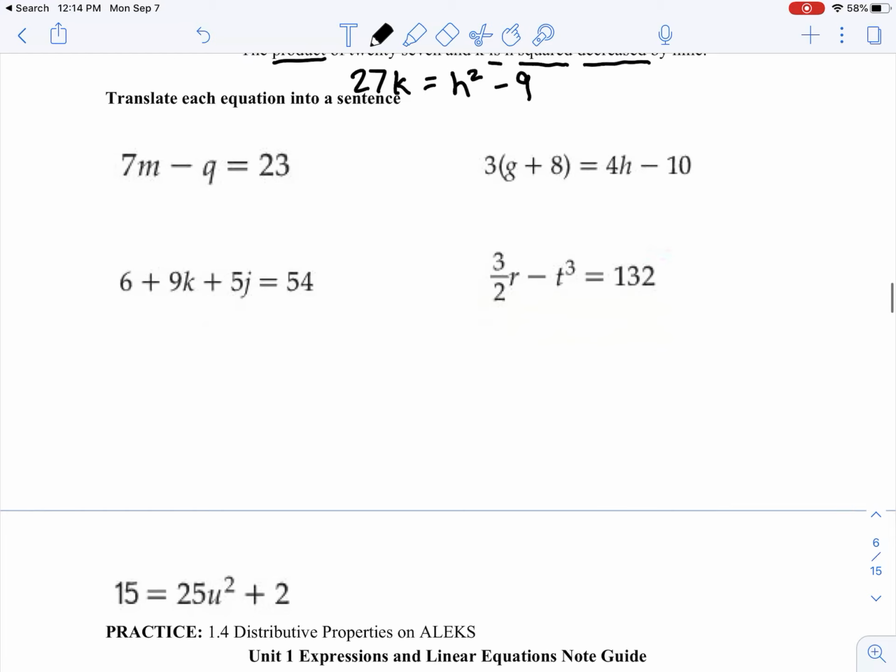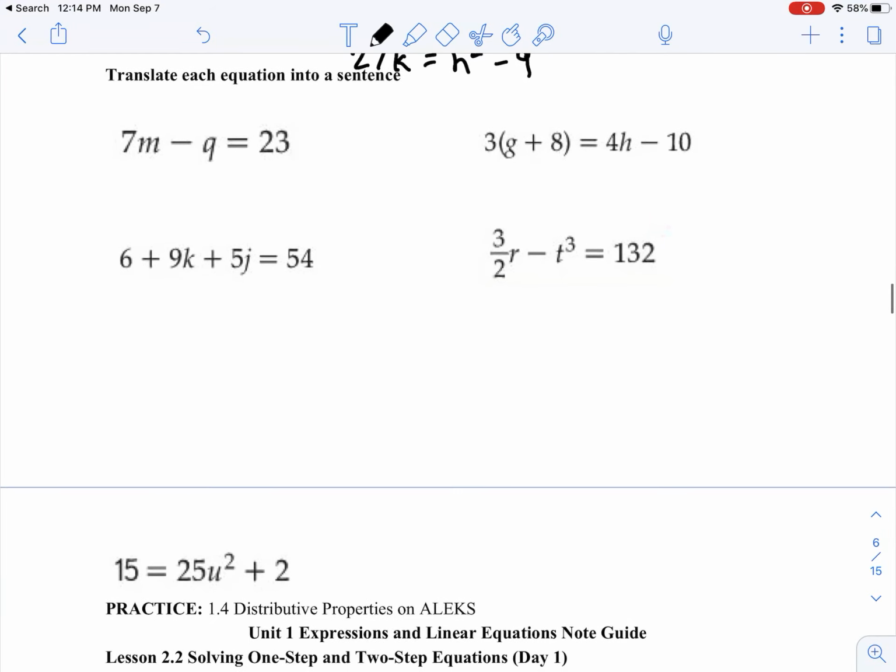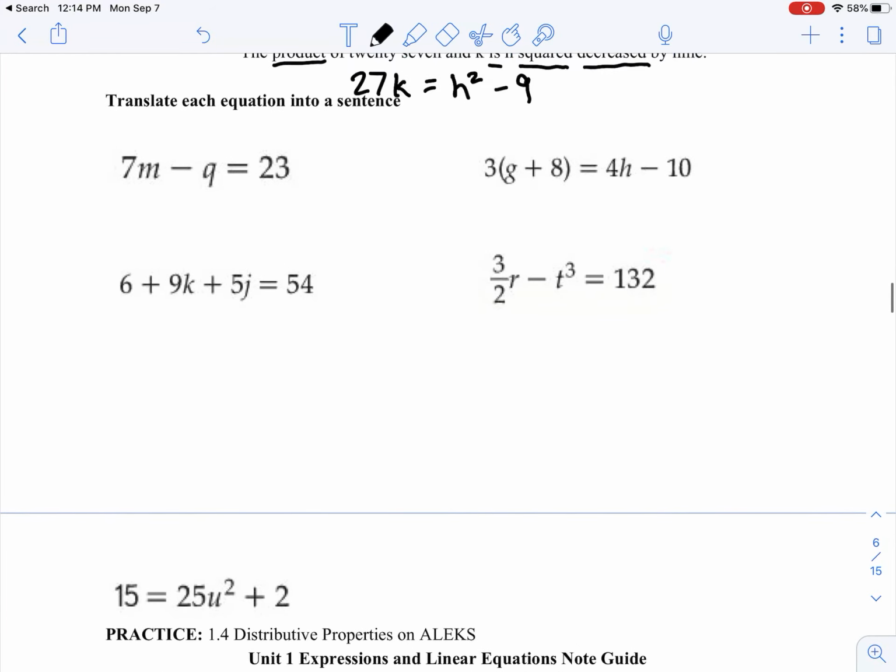Moving on to these final ones here. It looks like I kind of went on to another page with that last one. You should have all of these 5 on one page. But anyway, translate each equation into a sentence. So if I'm translating this into a sentence, I'm just doing the opposite of what I did up top. So you could have different answers than I'm going to have. I'm just going to go through and list what I would have.